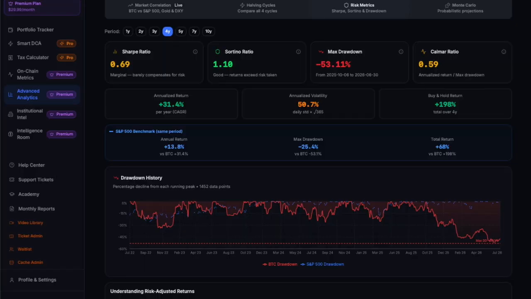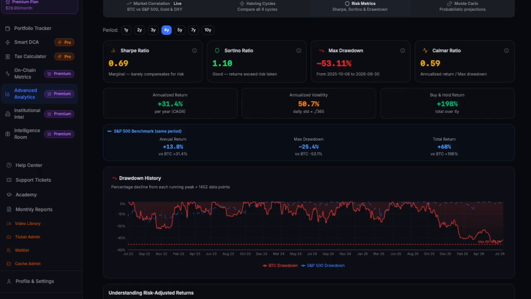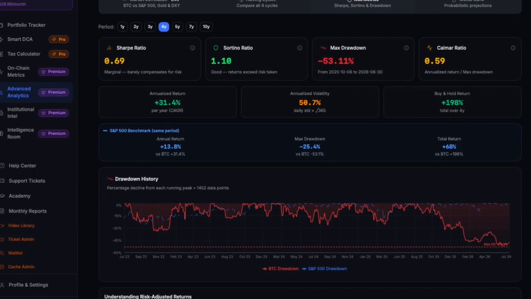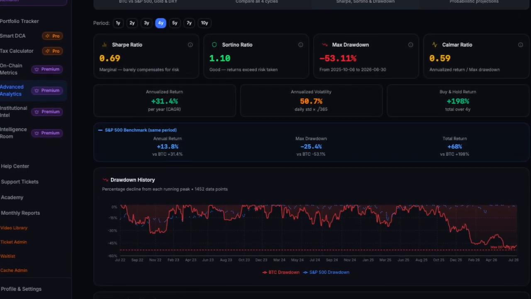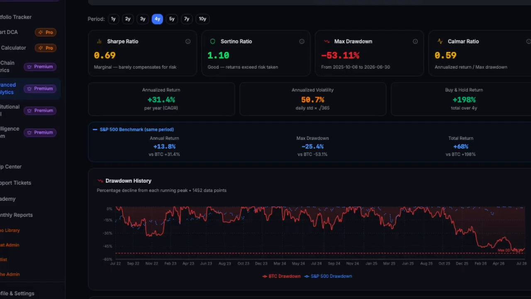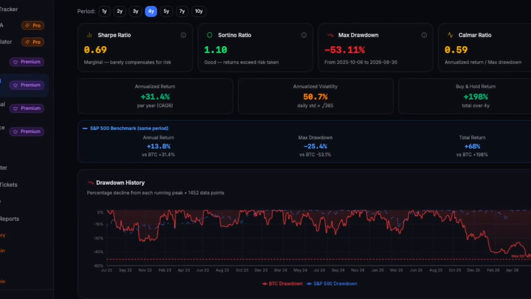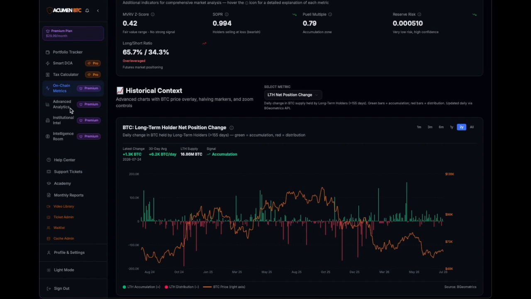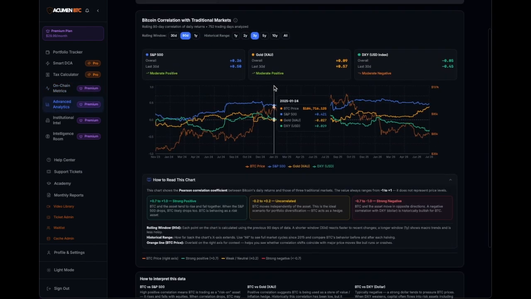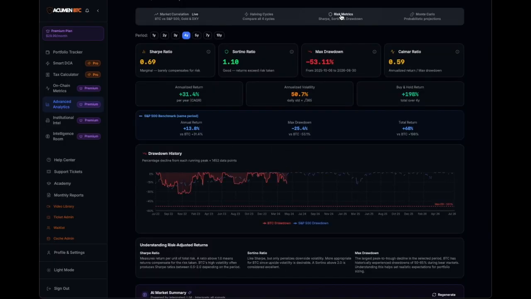The Acumen BTC Risk Metrics dashboard gives you something most crypto platforms don't: a quantitative framework, the same tools used by hedge funds and institutional investors, applied directly to Bitcoin. Let's break down each metric, one by one. To access Bitcoin's risk metrics, just head on to the Advanced Analytics dashboard and click on Risk Metrics on the top. Let's begin with the Sharpe ratio.